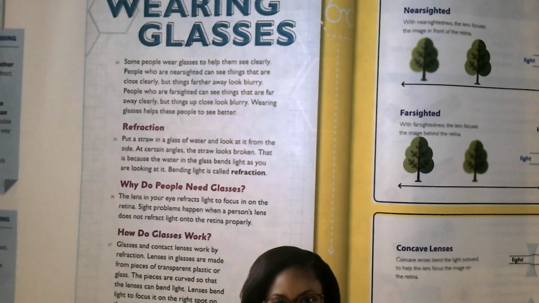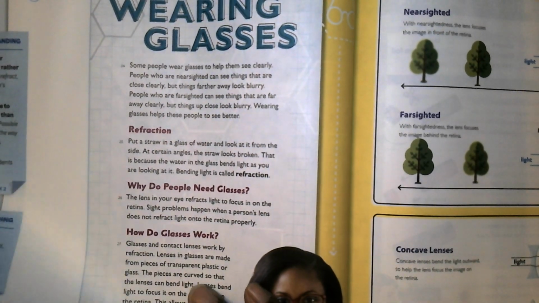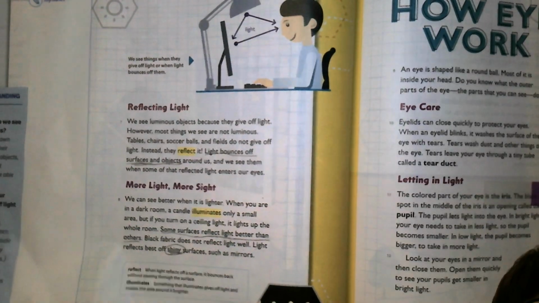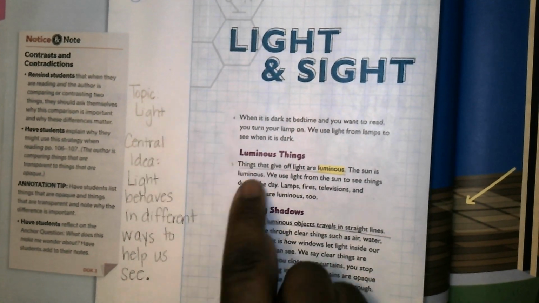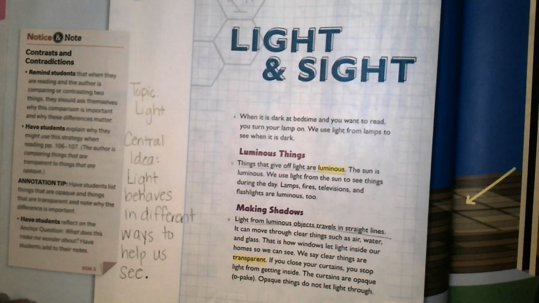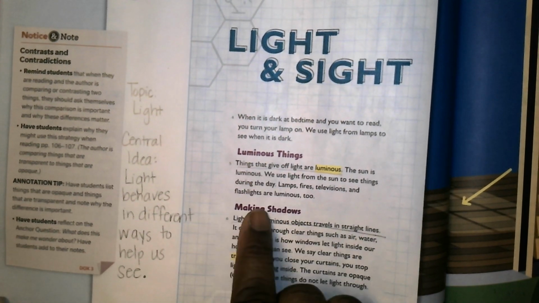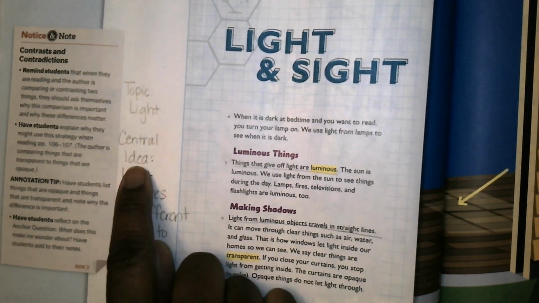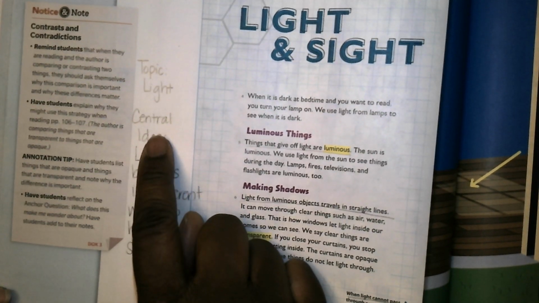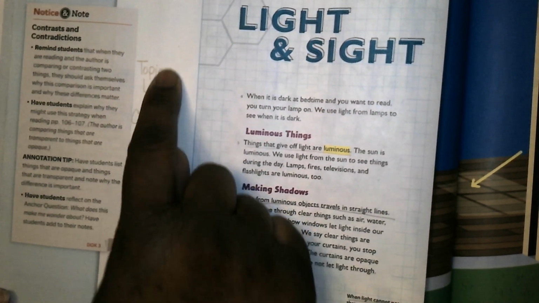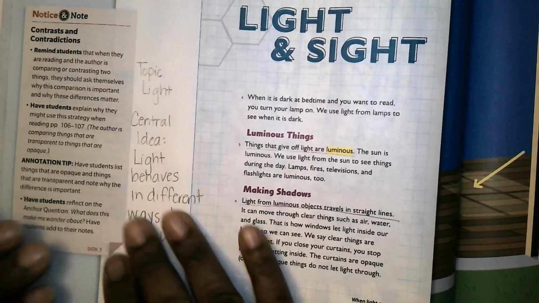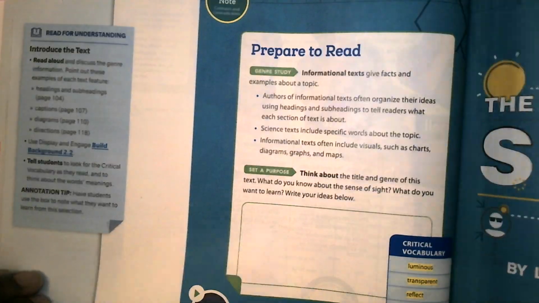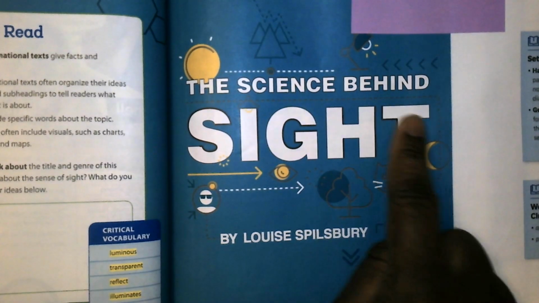So again, you'll find the central idea of each section, and just like we did for this section, you will write the topic. You will underline the most important idea in each section under each subheader, and then you will record or write the central idea inside your book, in the margin. Okay? I hope that this strategy helps you understand a whole lot more about the science behind sight.